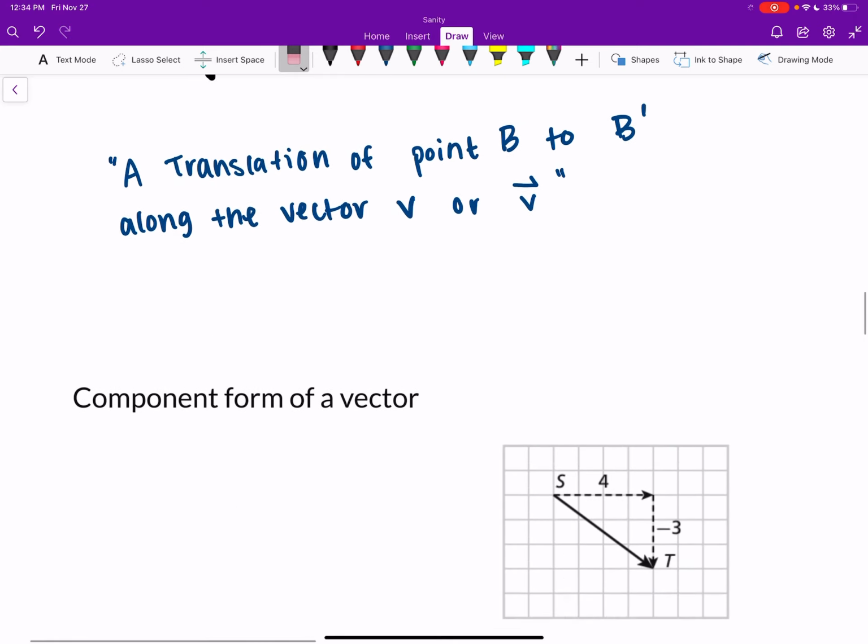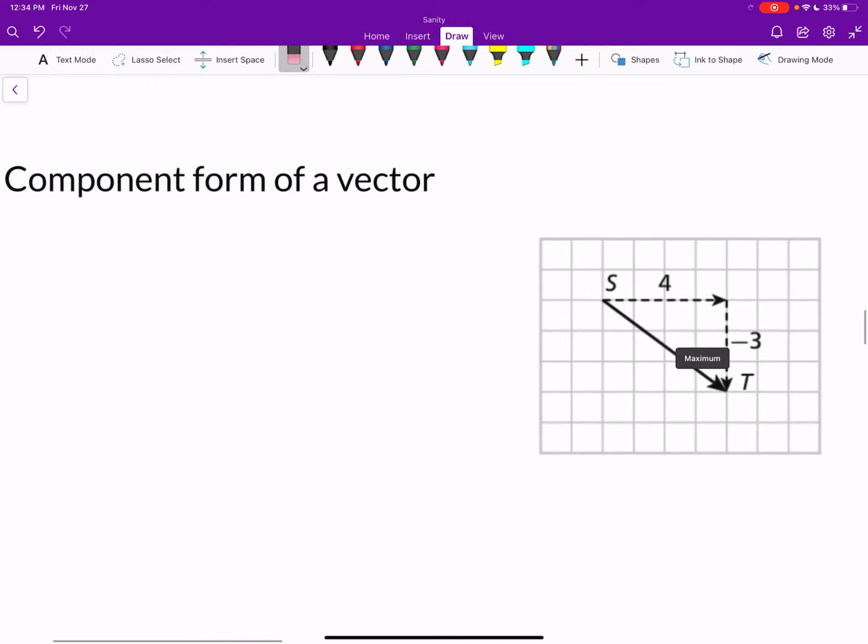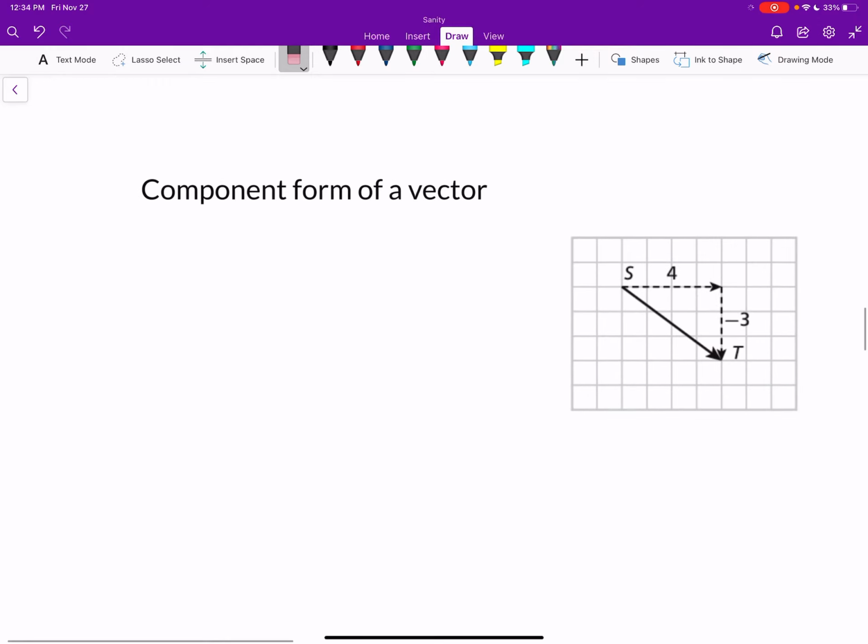All right. Component form of a vector. Again, we can use this to describe translations on the coordinate plane. So let's say that we want to go from point S. Let's say that S is our pre-image, and we're trying to get it over here to T. So on the coordinate plane, we know that we are traveling 4 units in the positive direction on our x-axis. We're going 4 units to the right, and we're going down 3 units. We see that -3 there.